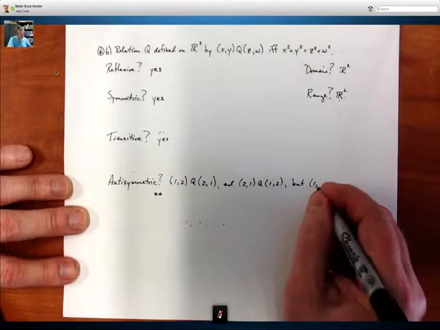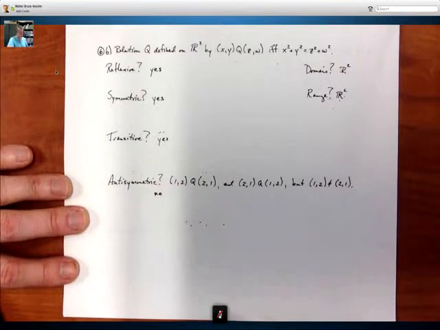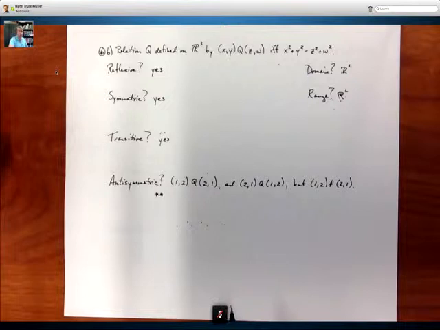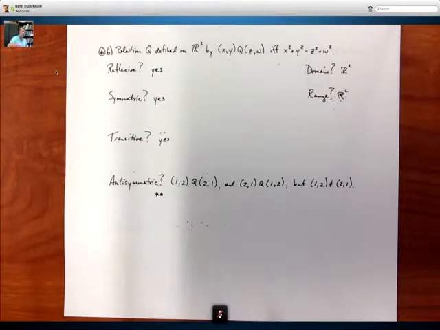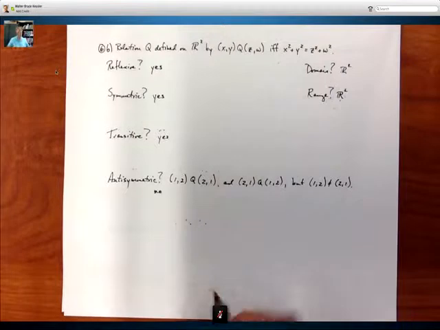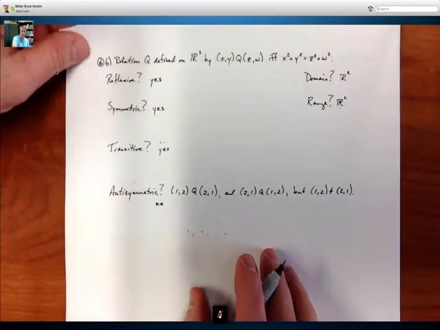But those are not equal points. Okay, so it's not anti-symmetric. So again, this is an equivalence relation, right? It's reflexive, symmetric, transitive. And what it does is break up things that are in the same equivalence classes: anything the same distance from 0, those circles of different radii, right? And that's a way of partitioning R2. Okay? All right, so that is 6b.